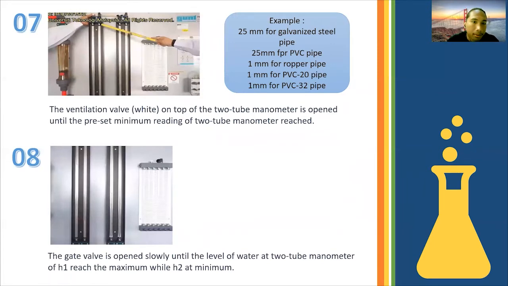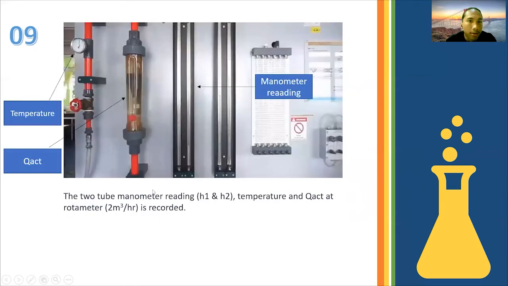Next, the eighth step. The gate valve is opened slowly until the level of water at the two tube manometer of H1 reaches the maximum while H2 is at the minimum. H1 is the left one, H2 is the right one. Okay, the ninth step is the two tube manometer reading H1 and H2, temperature and Q at the voltmeter are recorded when we are getting the reading.